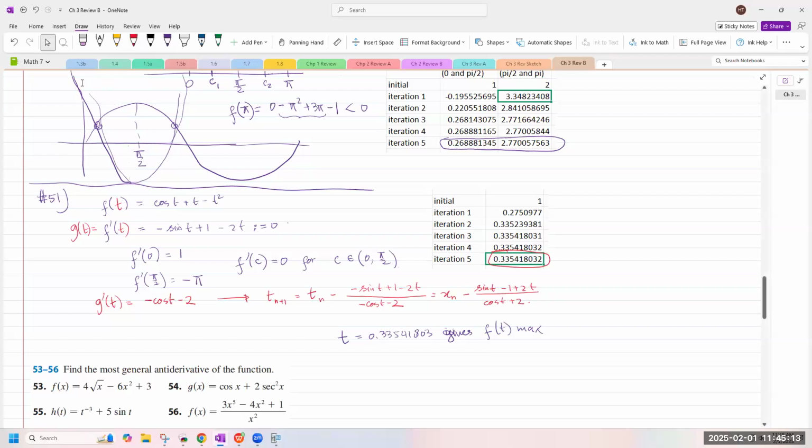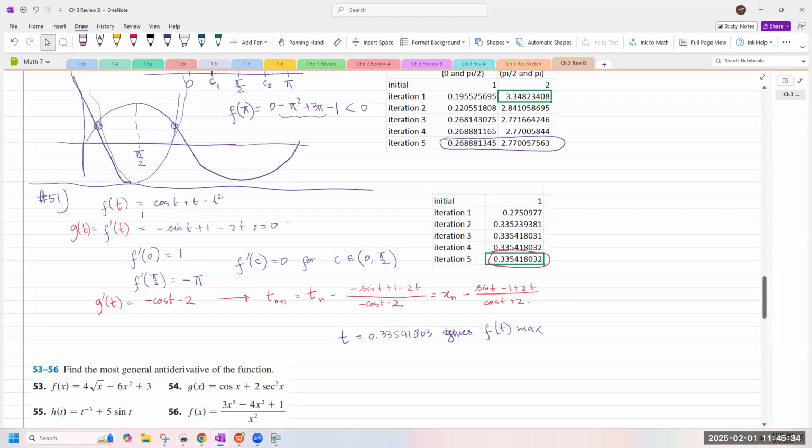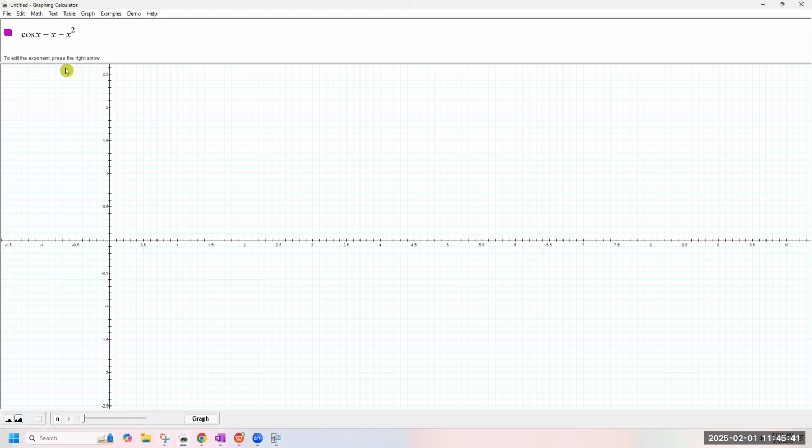You want to look at the graph? Let's look at the graph. Okay, cosine t plus t minus t squared, right? Look at the graph. Cosine x plus x minus x squared. Is that the function? Let me see again. Plus x minus t squared. Where am I? So this is plus x.